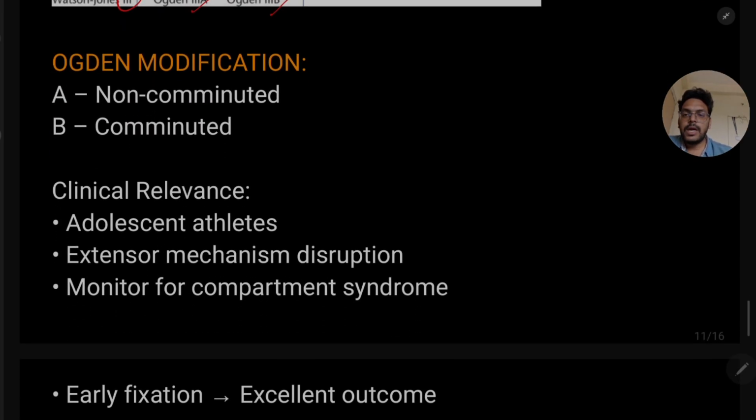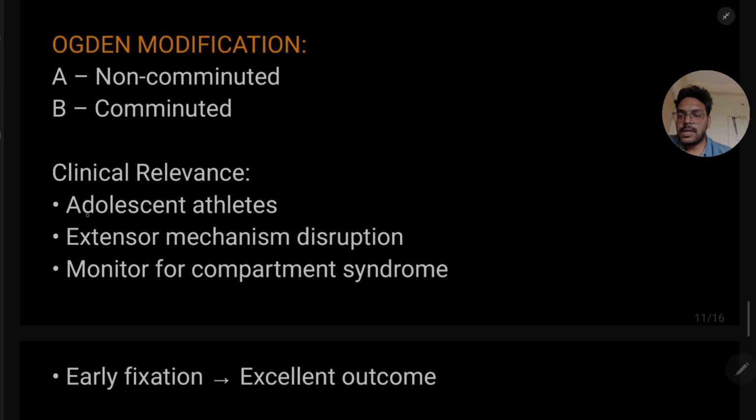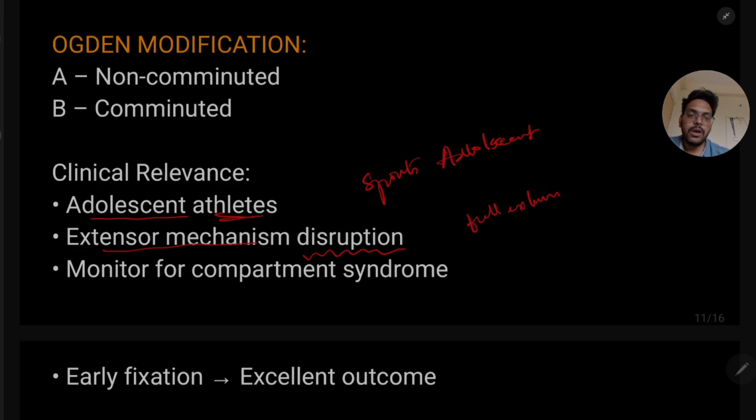The clinical relevance is that these are adolescent athletic fractures. This is a sports injury where adolescents get injured. The extensor mechanism will get disrupted, so the adolescent will not be able to do full extension of the knee, or active extension of the knee is restricted.